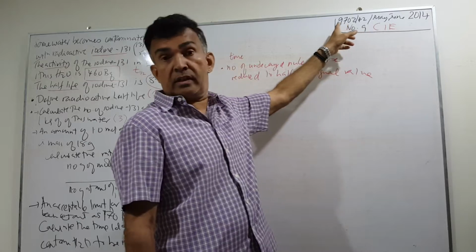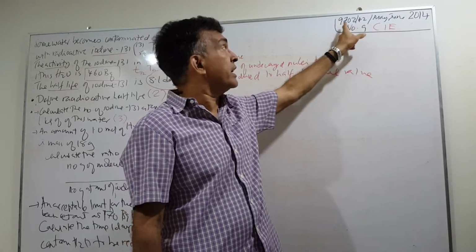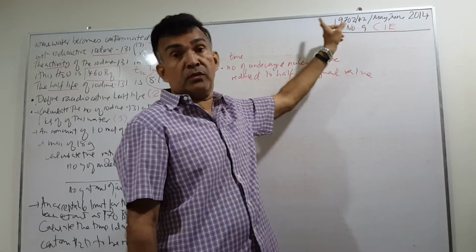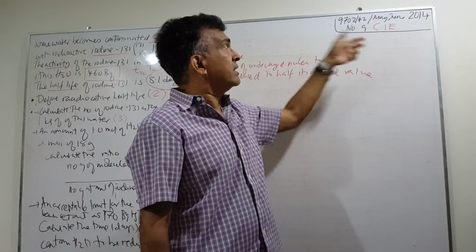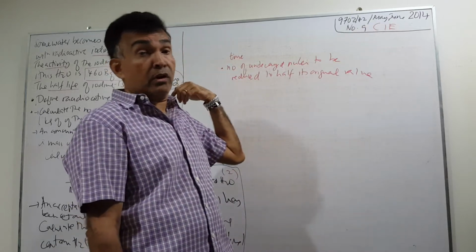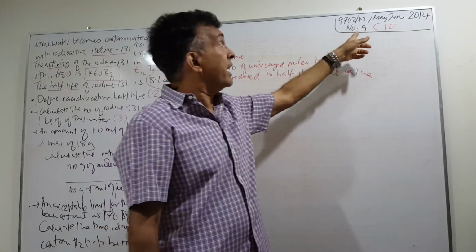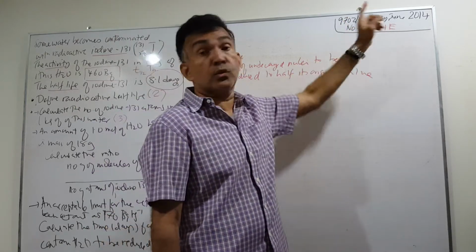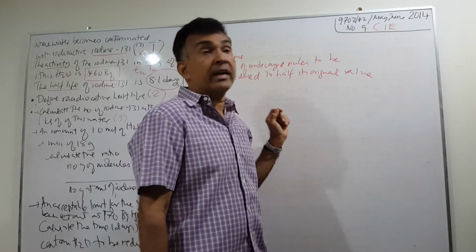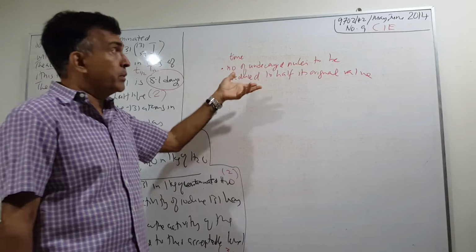The subject code is 9702/42. Again, the subject code of this physics paper is 9702/42. This is question number 9, for a total of 10 points. Again, let me remind you, it's a CIE exam paper, May-June 2014. You can download the question paper from the website.